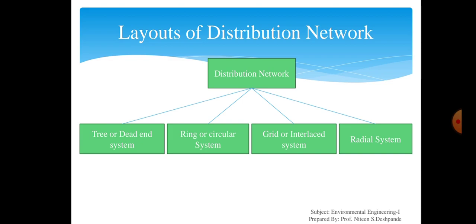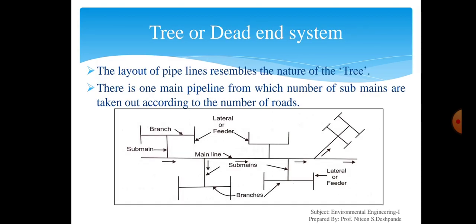First is the tree or dead end system network. Number 2 is the ring or circular system network. Third is the grid or interlaced system, and fourth is the radial system. Okay, so we'll go one by one. First is the tree or dead end system. The layout of pipelines resembles the nature of a tree, and hence the name tree system or dead end system.